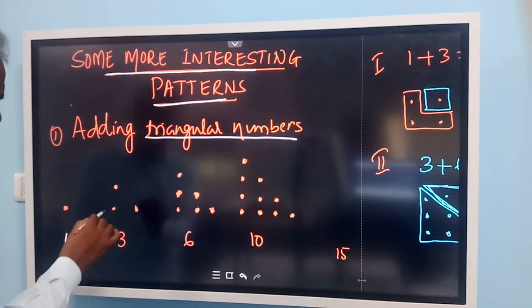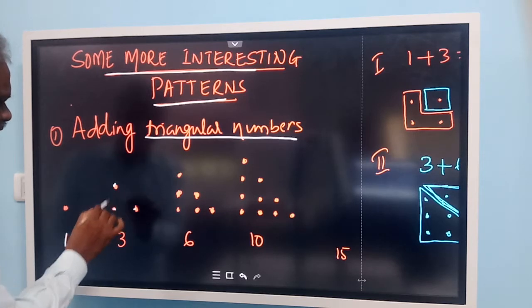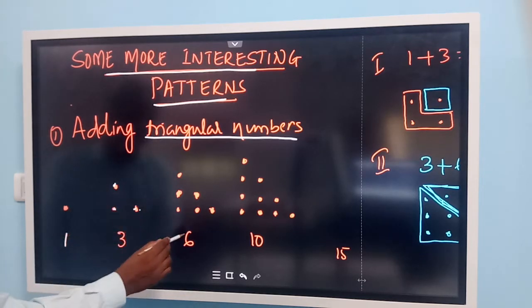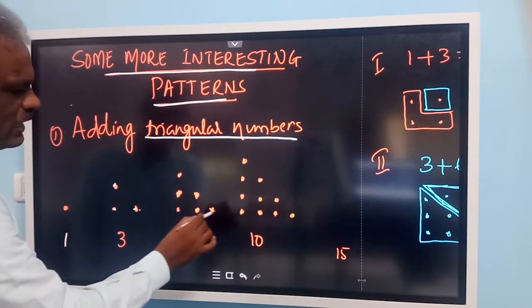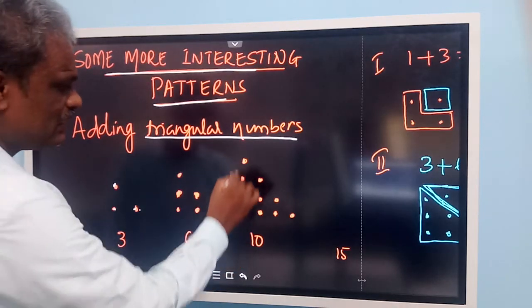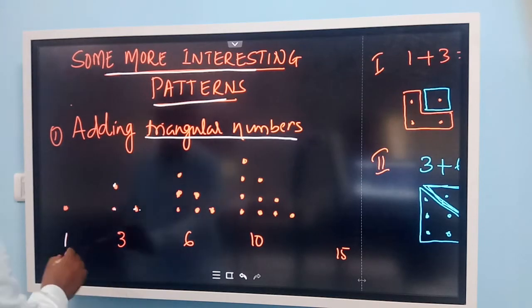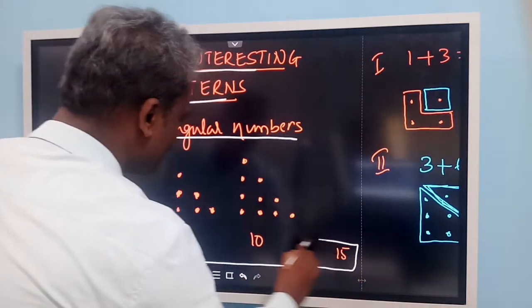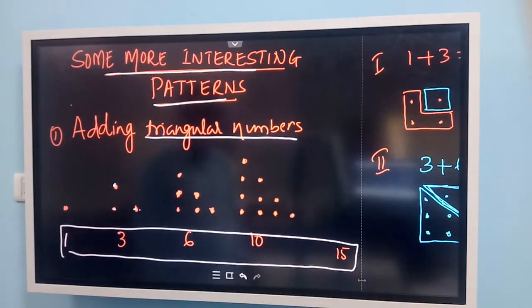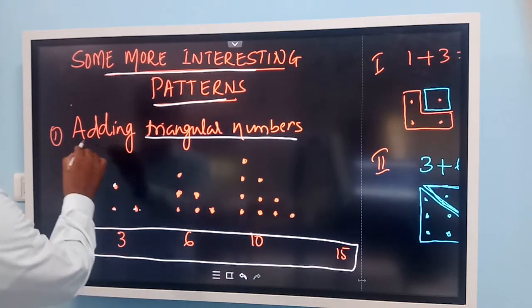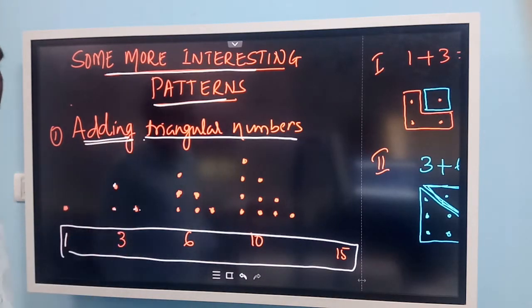If you arrange the dots like this, the shape looks like a triangle. 6 is a triangular number, looking like a triangle. So 10 is a triangular number. Then 15 is also a triangular number. These types of numbers are called triangular numbers. You can find some more. So these triangular numbers, if you add them, then you will get a square number.